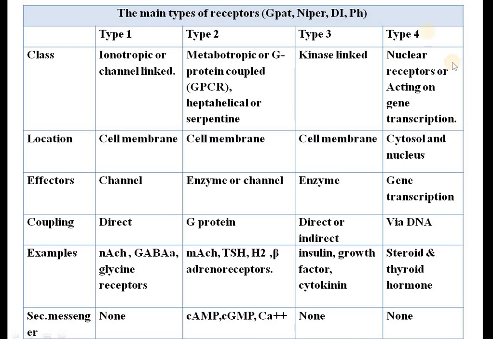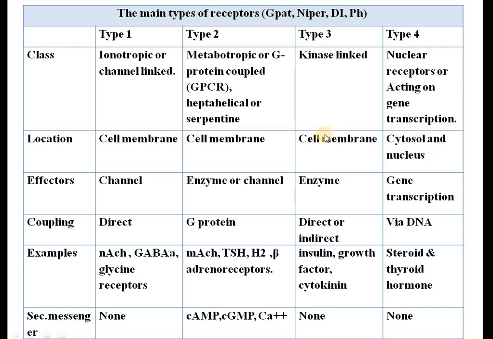In the case of the last, type 4, that is nothing but the nuclear receptors or receptors acting on gene transcription. Obviously, as the name indicates, वो उनका presence कहाँ पे होगा? Obviously, cytosol में या फिर nucleus में. These kinds of receptors are present in the cytosol or nucleus. Remember, these first 3 receptors are present on the cell membrane. Type 1, type 2, type 3. Means ionotropic, metabotropic, kinase linked. These 3 are present on the cell membrane. These type 4 nuclear receptors, intracellular receptors, are present in the cytosol or nucleus.